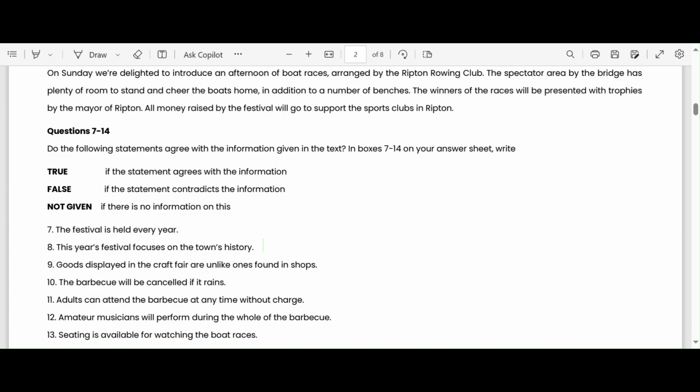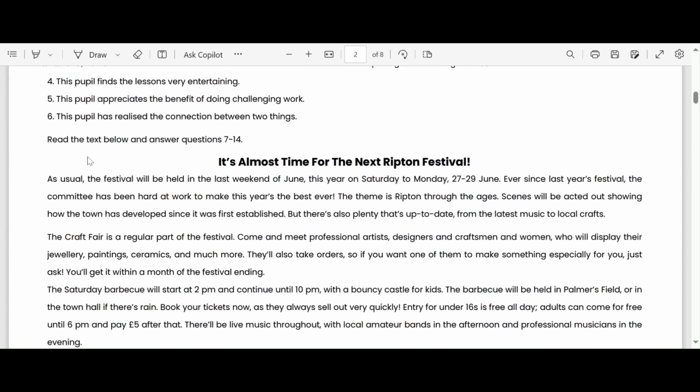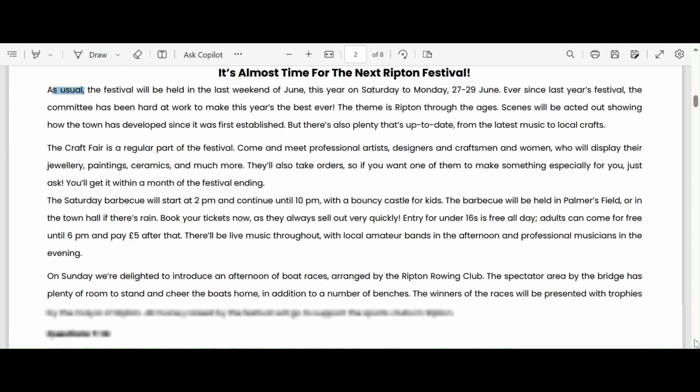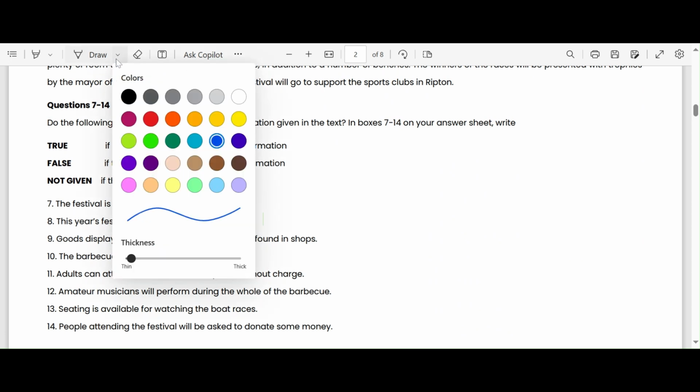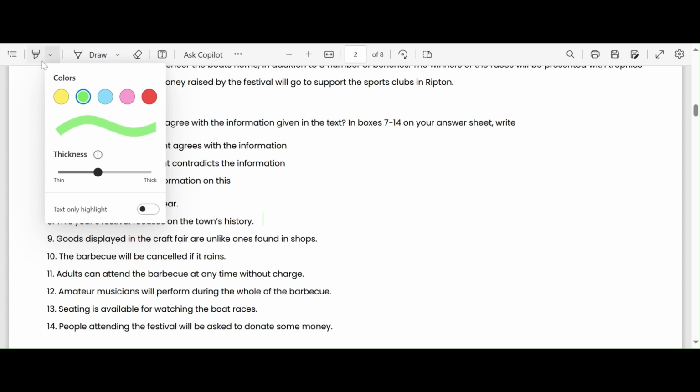Because the question is the festival is held every year, and we've seen in the paragraph 'as usual'. As usual means like every year, right? So this means this statement is true. So you need to write true. My pointer is not working here. Let me see how I can write true here.